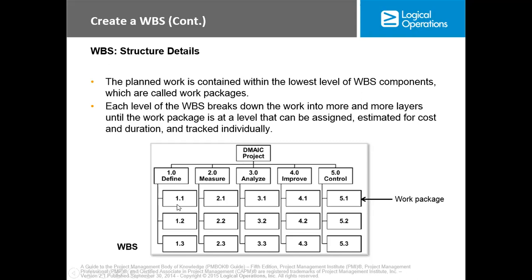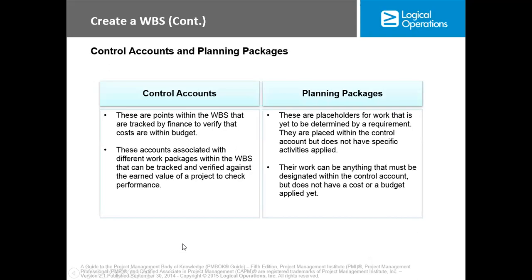So this numbering format is known as the code of account. Okay, now we have the control account and the planning packages. The control accounts are points within the WBS that are tracked by finance to verify that the costs are within budget. While the planning packages are placeholders for work that is yet to be determined by a requirement. They are placed within the control account but do not have specific activities applied.